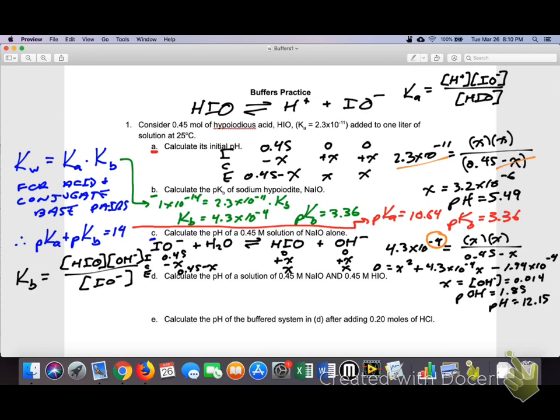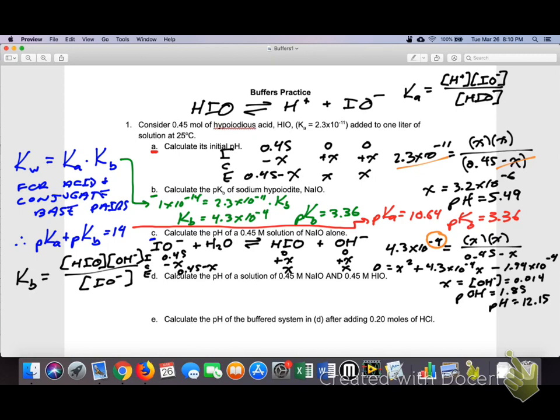And so again, that doesn't surprise me a lot, right? That it is pretty basic because being a very, very weak acid, the conjugate base is going to be relatively stronger, and that ends up giving me a pH of 12.15.